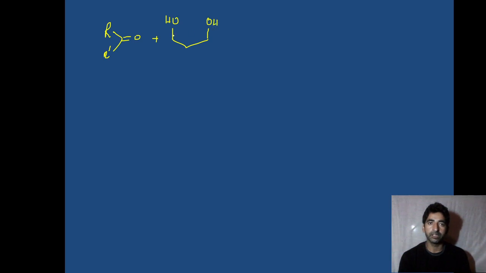This is a 1,3-diol. I can see 1, 2, and 3. So once we have a 1,3-diol, what happens? Again, this group will be protected.